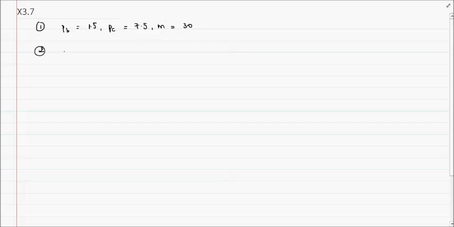Now the second case is the price of good B equal to 2, the price of good C equal to 12 and the income is 24. And the third case is where the price of good B equal to 4, the price of good C equal to 16 and the income is 40.